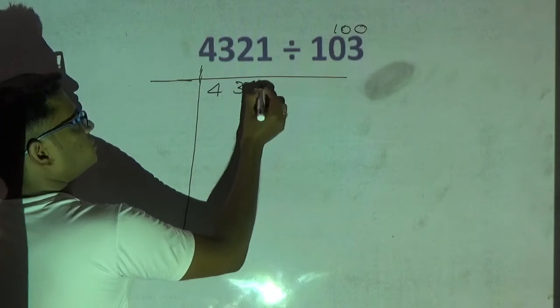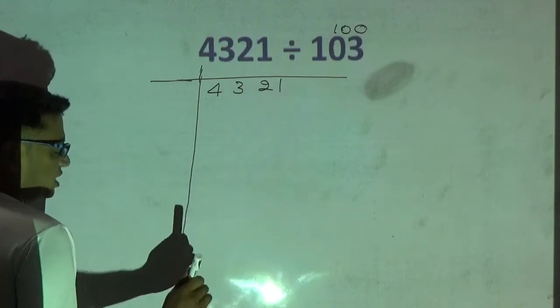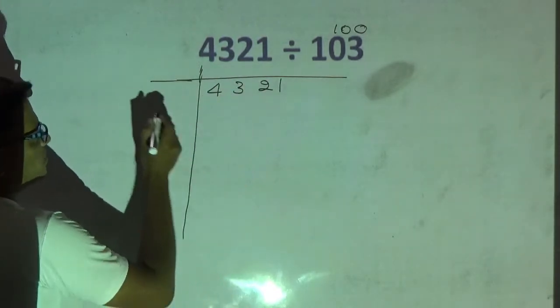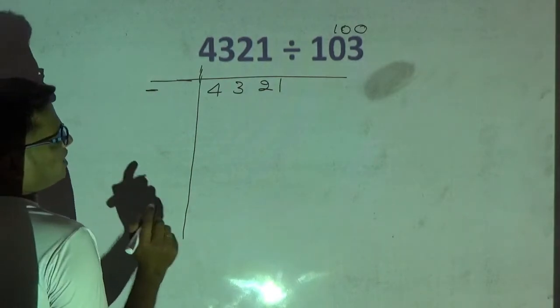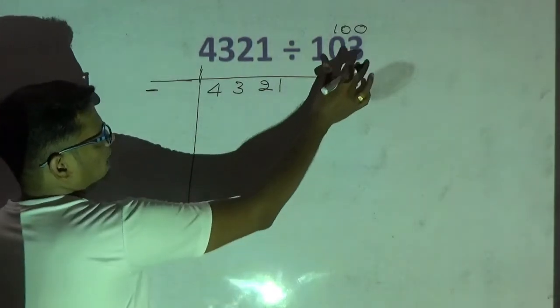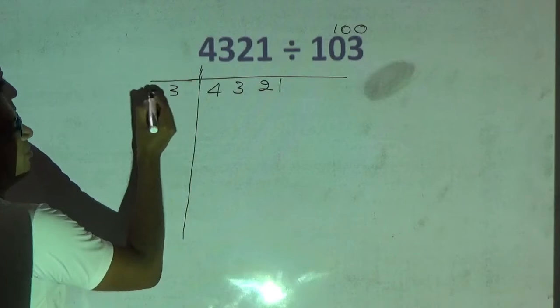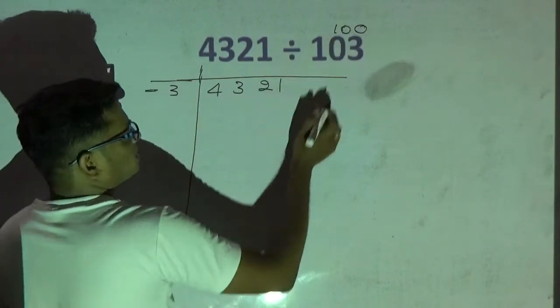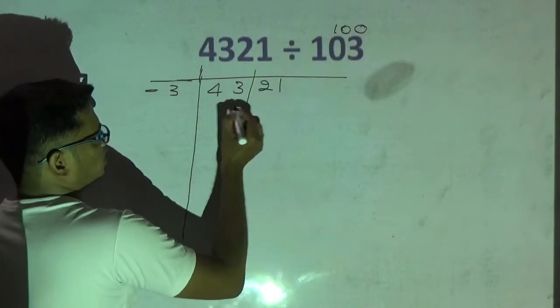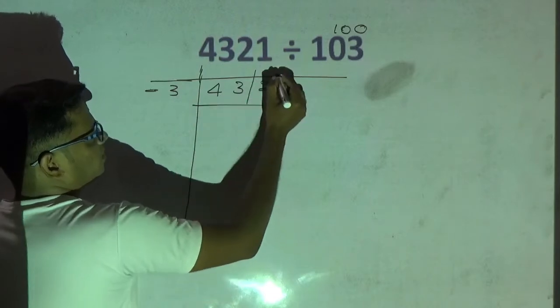In division, if the number is above the base, you have to represent it by the minus symbol. How much above? 3 above. Above means minus. 100 has how many zeros? 2 zeros. So split 2 digits from your right side.